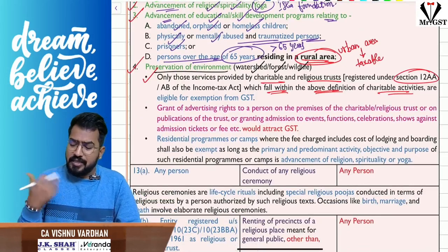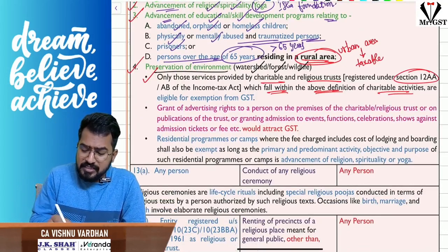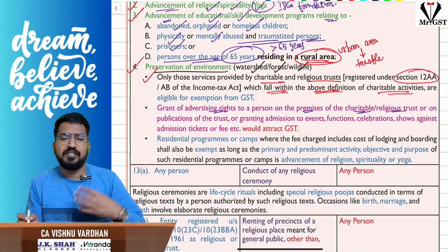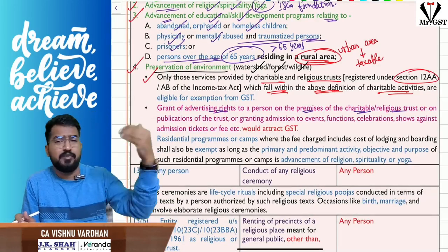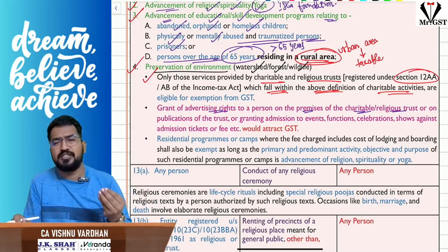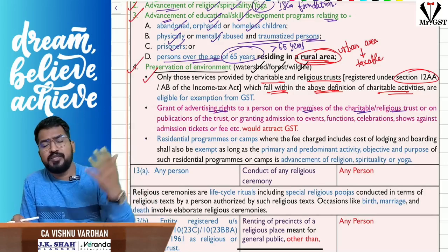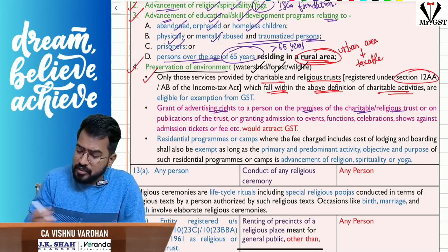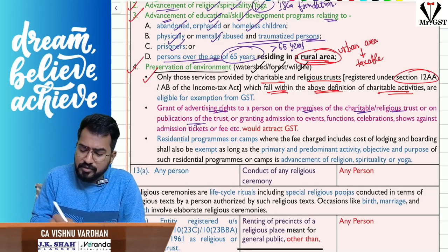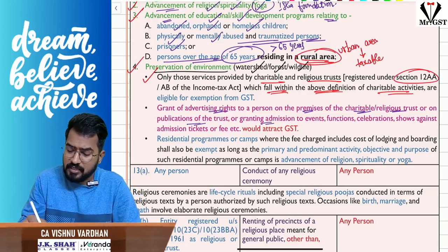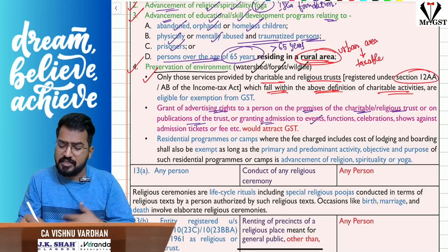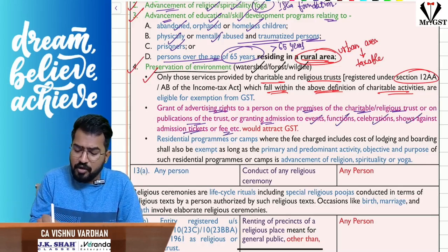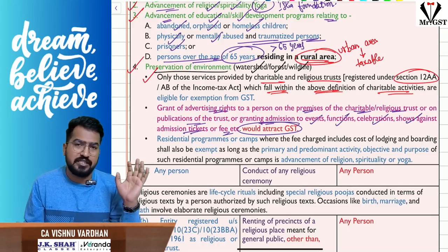Next, anything else, like for example, any advertisement services to a person in the premises of charitable or religious institutions. For example, SBI Life Insurance advertising in Isha Foundation or any charitable institution, a section 12A entity. These people are getting consideration for advertising this particular product, then obviously it is taxable. Or any publications of the trust, granting admission to any events, like for example Shivaratri celebrations, any functions, celebrations, shows against which they are charging some ticket or fee. All these things will attract GST.